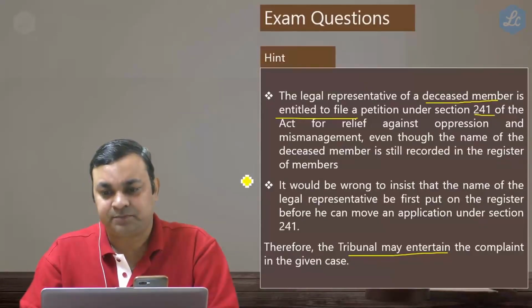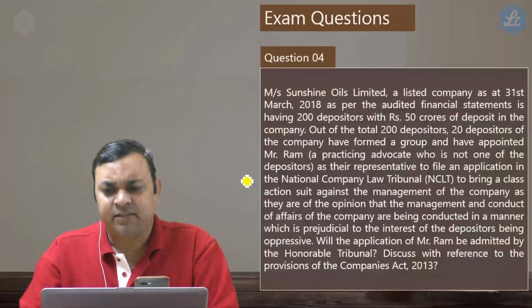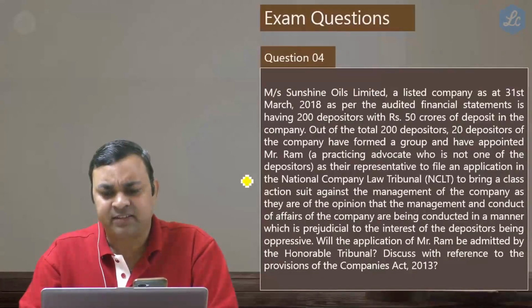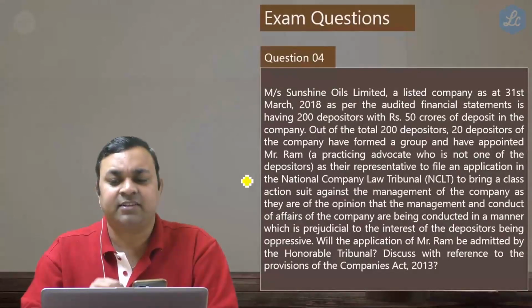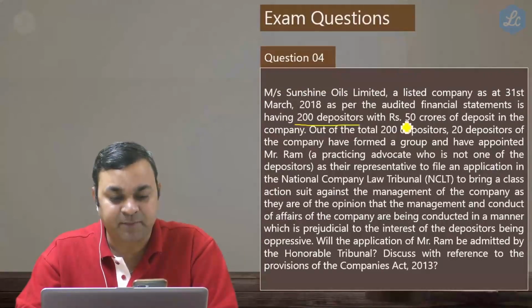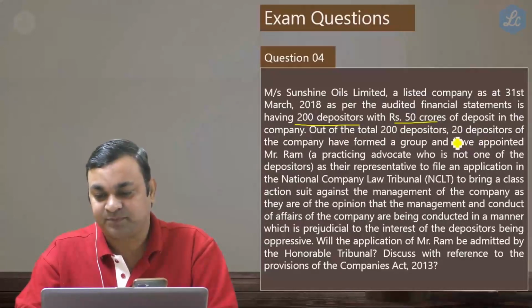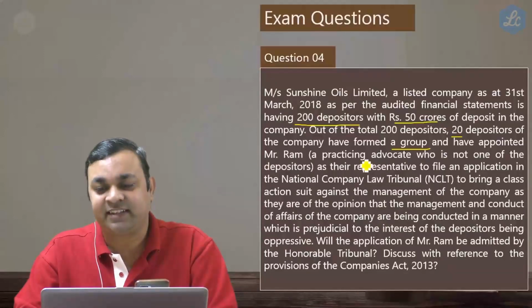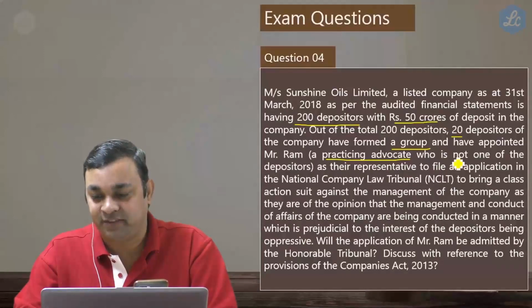Next question. Messrs. Sunshine Oils Limited, right? This is the last question of our discussion. Messrs. Sunshine Oil Limited, a listed company, as of 31st March 2018, as per the audited financial statement, has 200 depositors with 50 crores of deposit in the company. Out of the total 200 depositors, 20 depositors have formed a group and have appointed Mr. Ram, a practicing advocate who is not a member of the depositors, and that belongs to section 245, right?